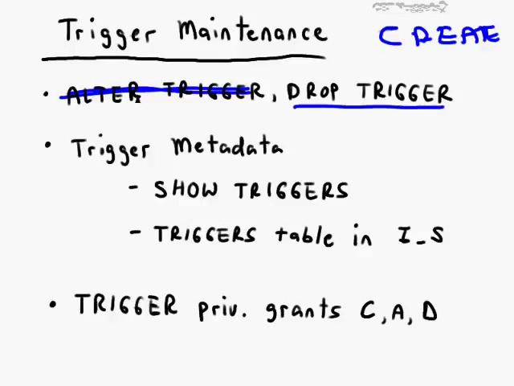Now, frankly, I'm getting on a little bit of a soapbox here. I can't believe it. So the official party line is, if you need to alter a trigger, you essentially need to drop the trigger and recreate it.